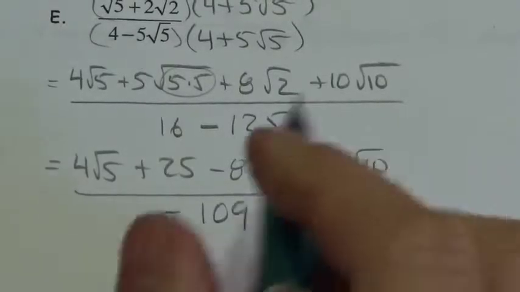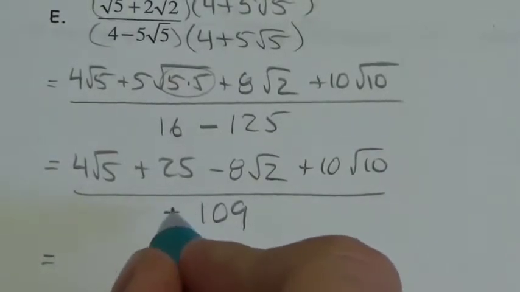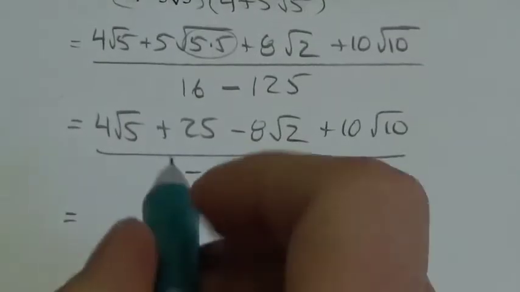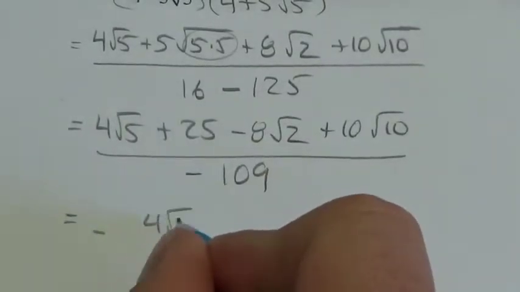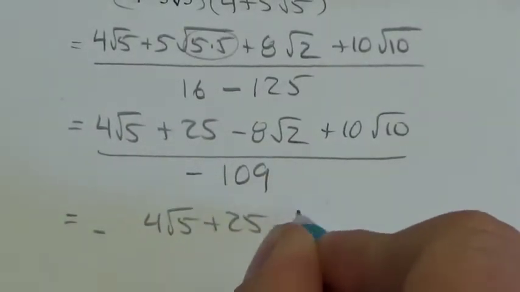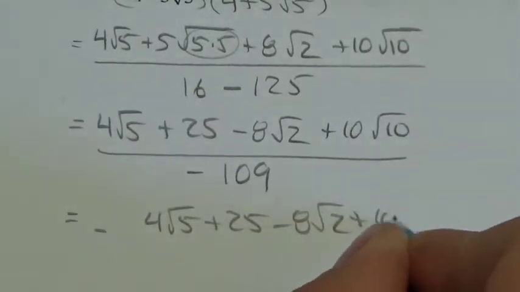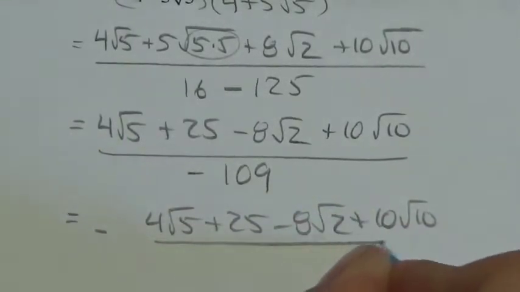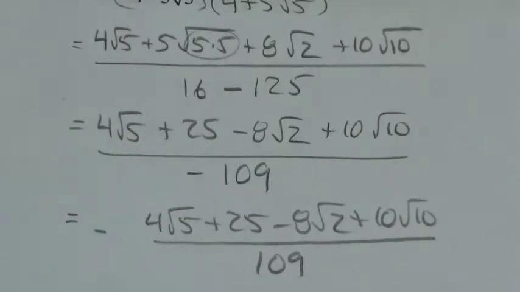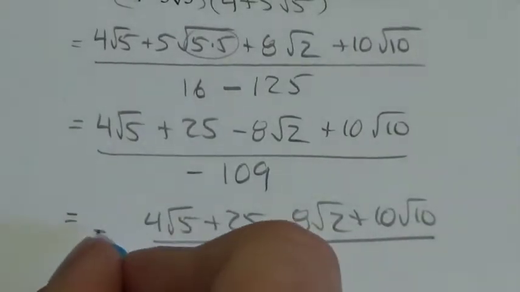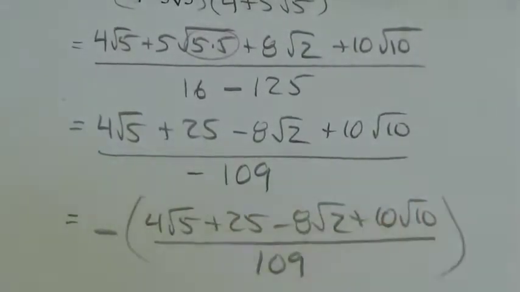Okay? So now, the only thing that I can really do here is bring that negative and write it out front. So this will be negative 4 root 5 plus 25 minus 8 root 2 plus 10 root 10 all over 109. Okay? That whole term is negative. I might even put parentheses around the whole thing just to make sure that that negative is out front.